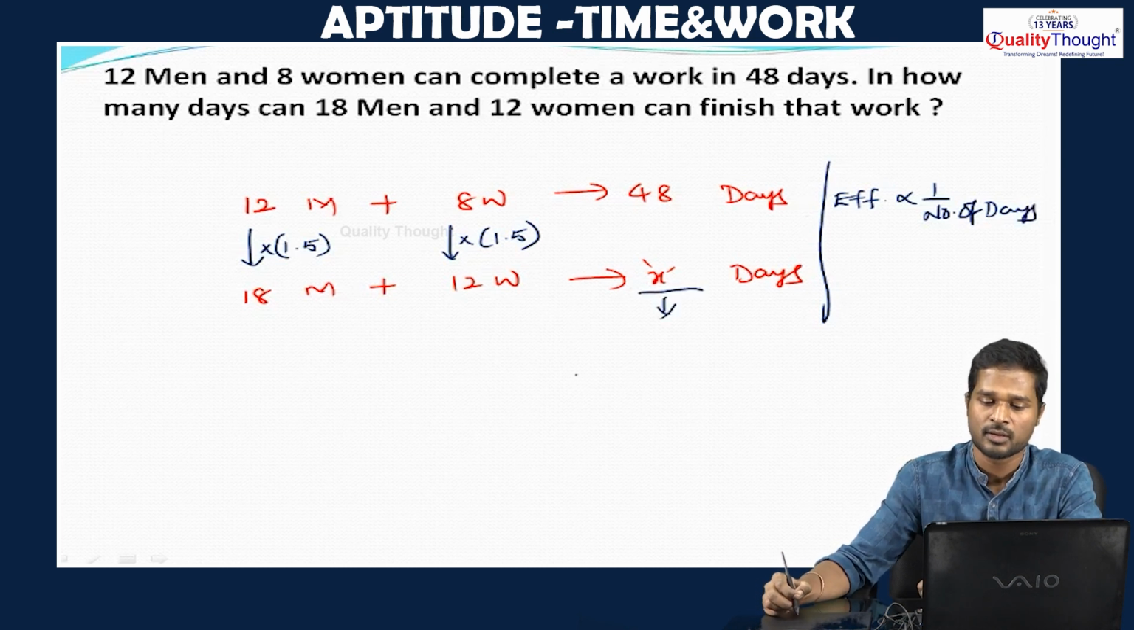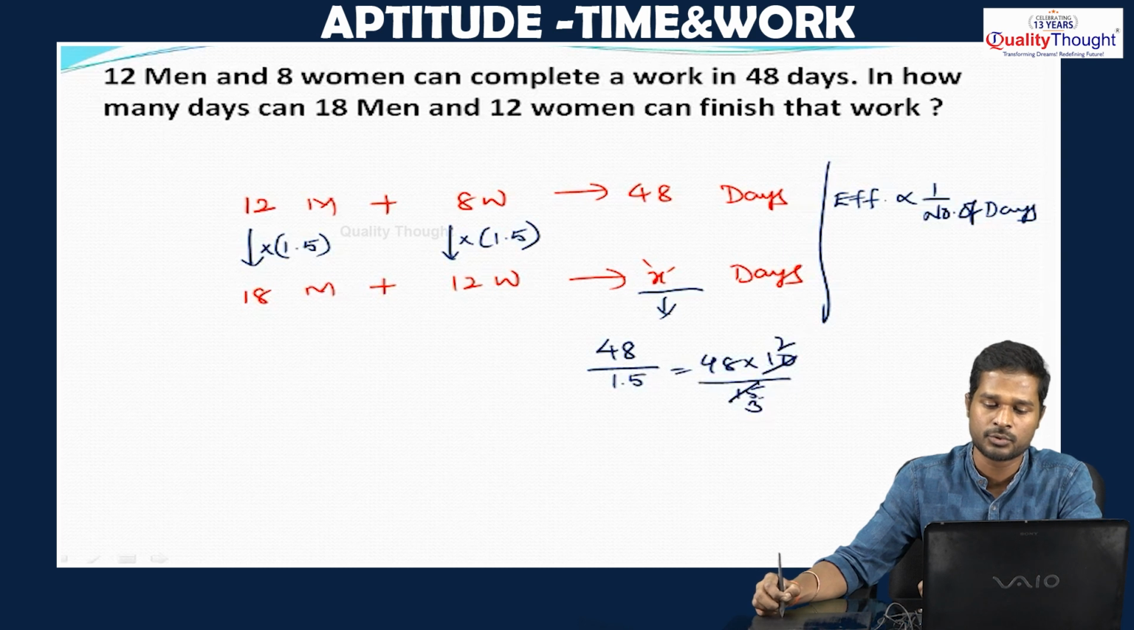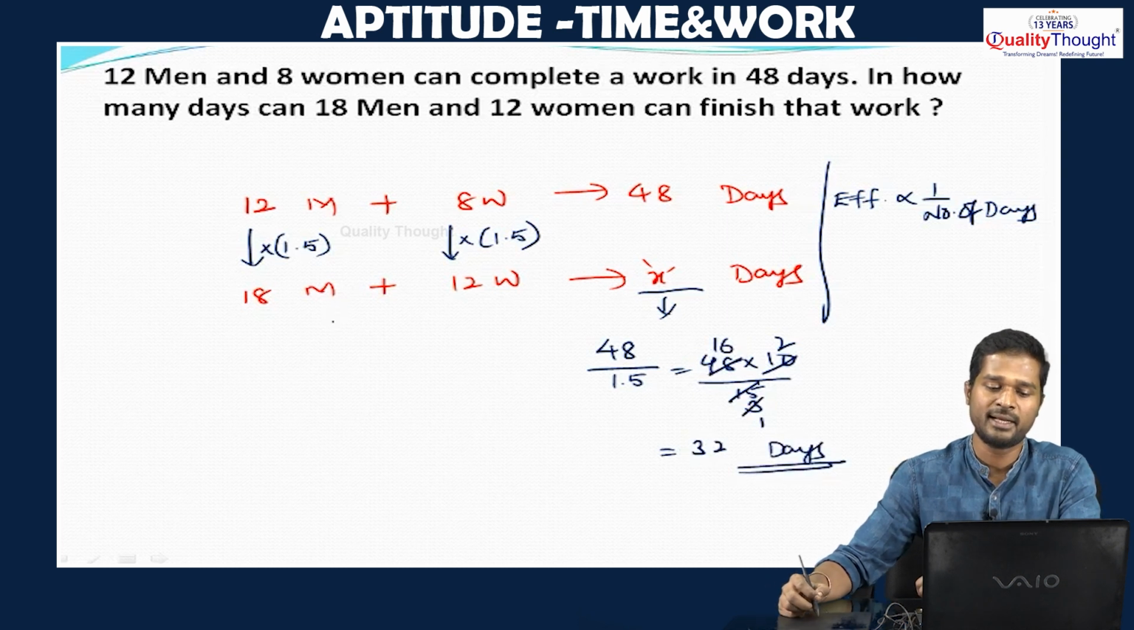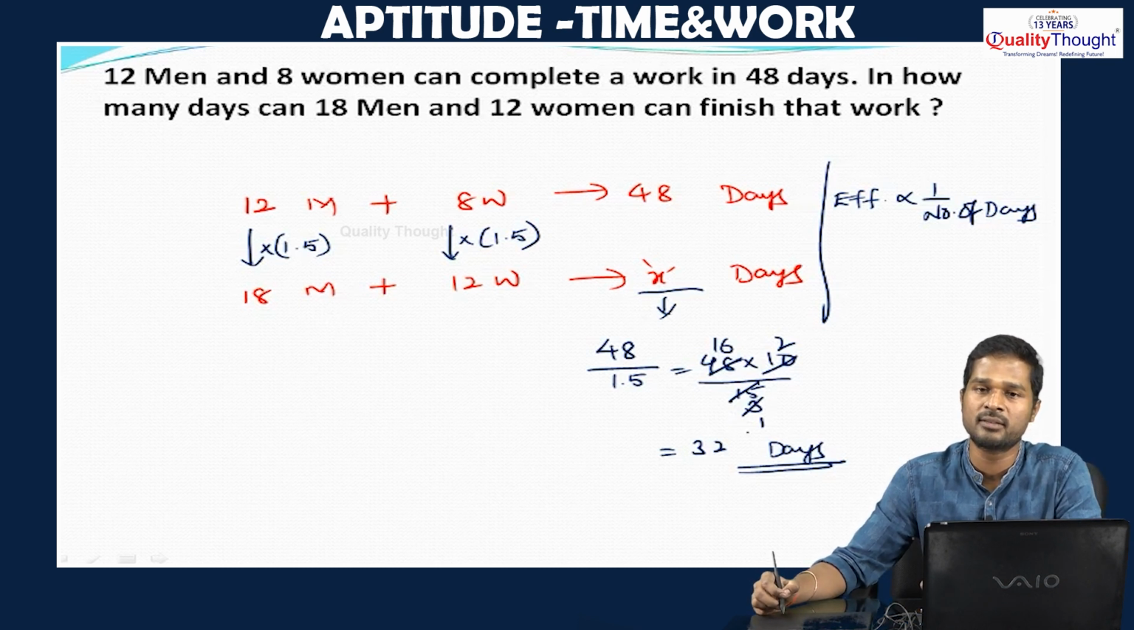So this 48 should be divided by 1.5, which will become 48 into 10 by 15. 5 3s are 15, 5 2s are 10, so 3 16s are 48. So 16 2s are 32 days. So 18 men and 12 women can finish the same work only in 32 days.